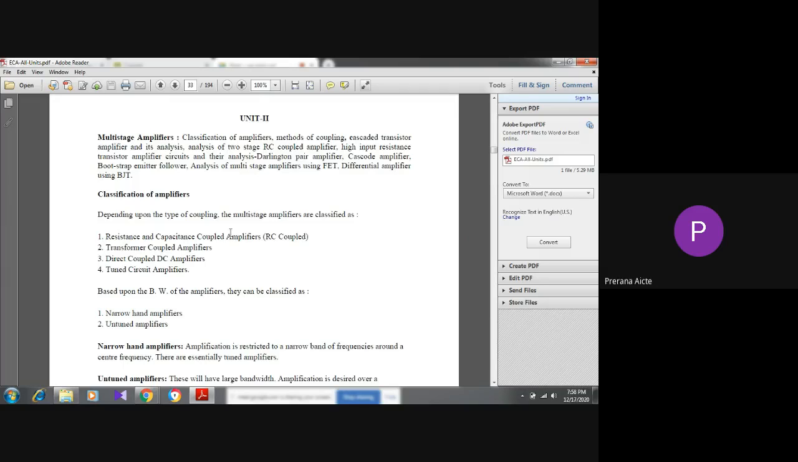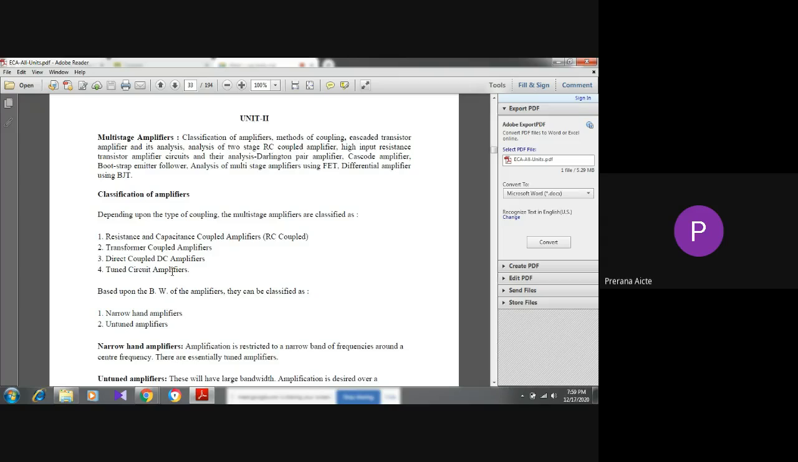Now, in amplifiers there are so many categories. First we see, depending upon the type of coupling in multi-stage, we have basically four types of couplings. One is RC coupling, transformer coupling, direct coupling, and tuned circuit amplifier, or we can say impedance coupled amplifier. RC coupled means the coupling elements are resistor and capacitor. That is called RC coupling.